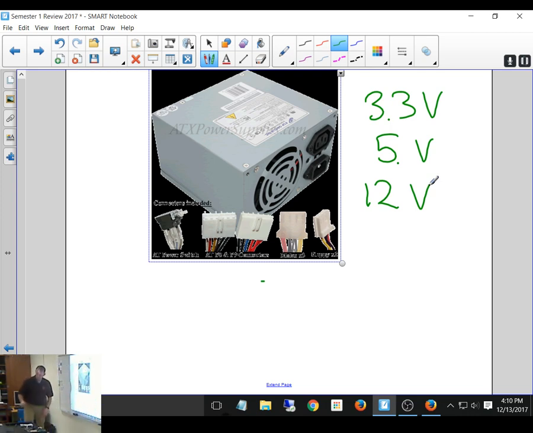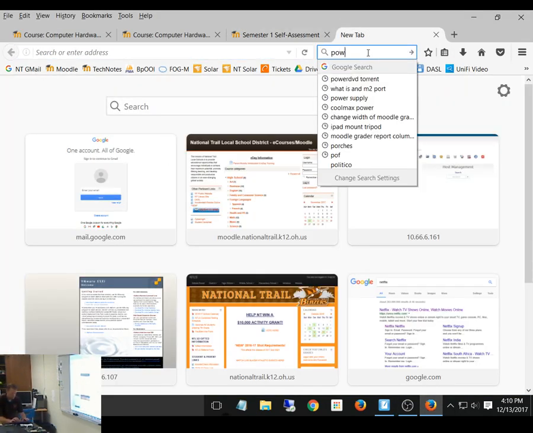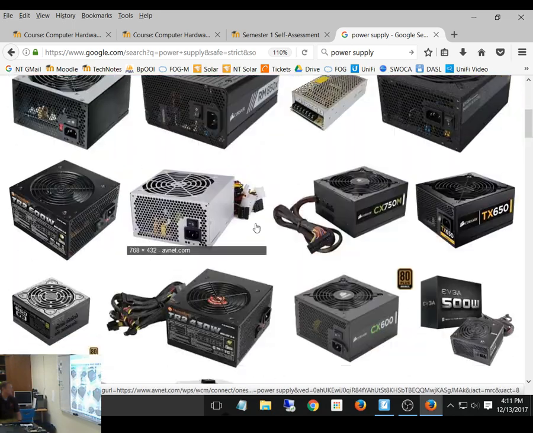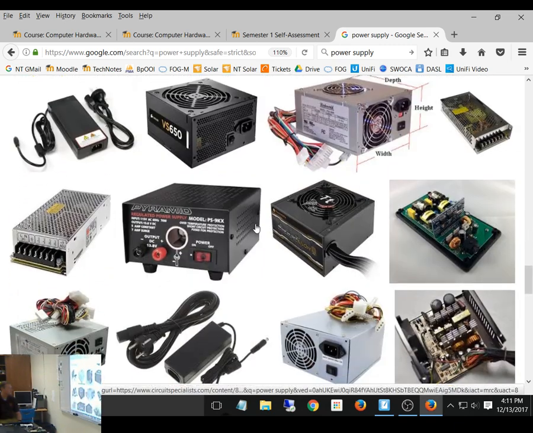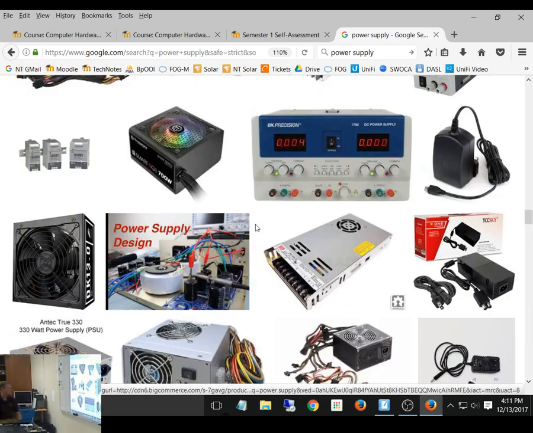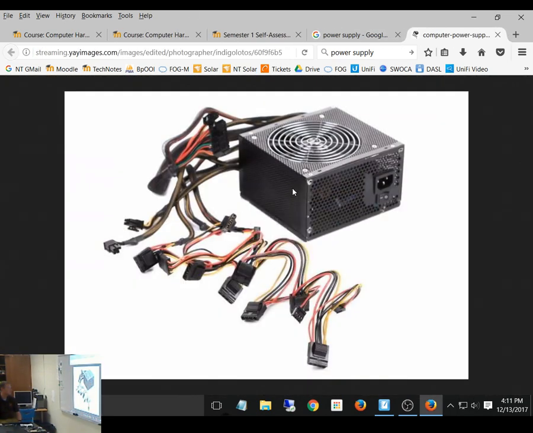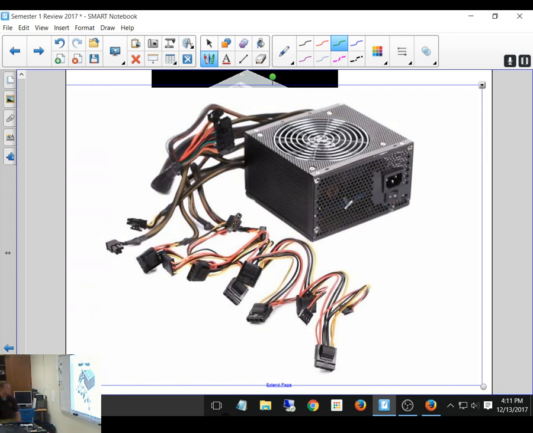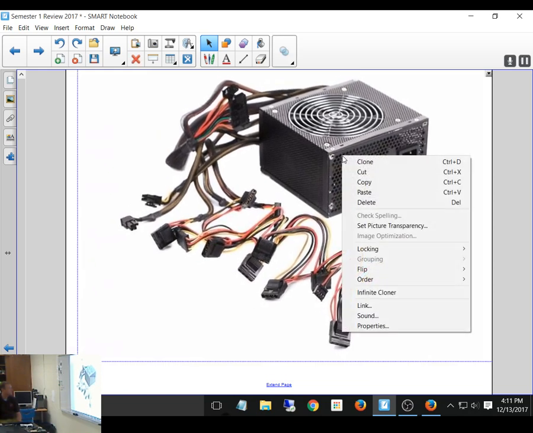That's why this is a bad picture. Thought I had a better one. Let's see if I can find a better power supply picture with the plugs all out for me. Good enough. Ah, that's a great one. Okay, here's even a better one. Let's see if I can move this one up here. Not great, but not terrible.